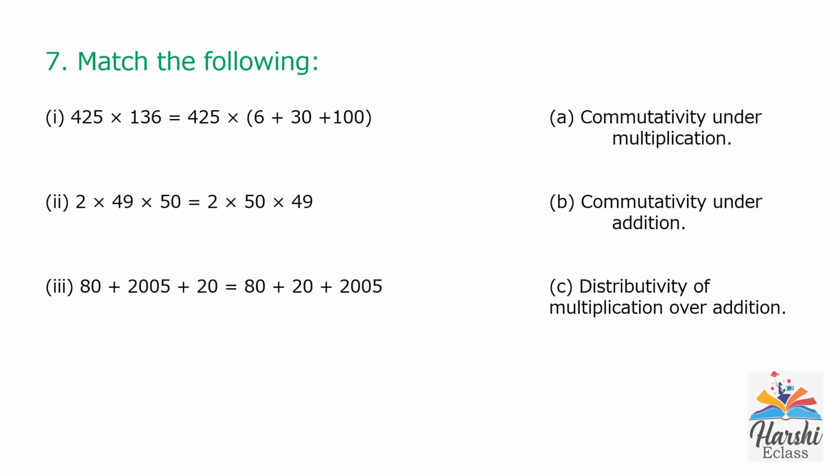Seventh question. Match the following. First one. 425 multiplied by 136 is equal to 425 multiplied by 6 plus 30 plus 100. Here we are distributing the number 136. We are writing this as 100 plus 30 plus 6. So this is the distributive property, distributivity of multiplication over addition. Plus means over addition.